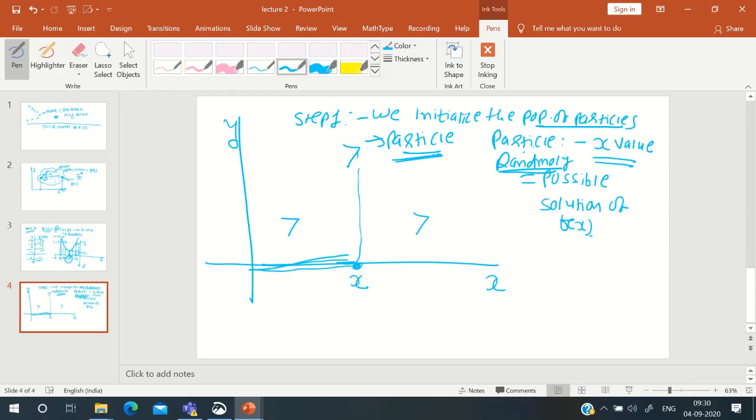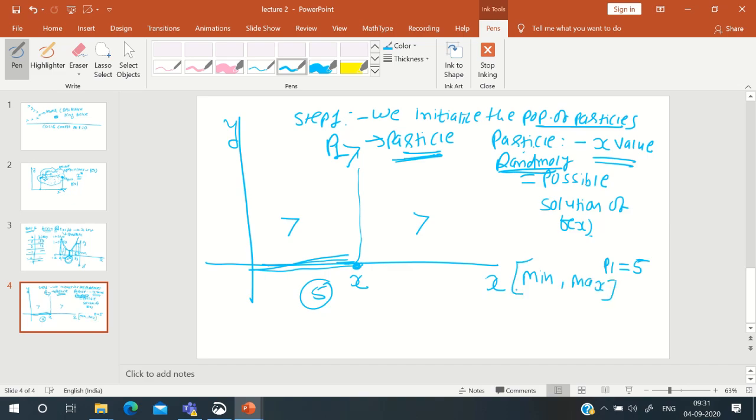Suppose this x value is 5. So this is particle number 1, P1, and P1's x value is 5. I have initialized this value randomly. Now the next point. As per the rule, you have to initialize this randomized value between the particle's minimum and maximum limit.